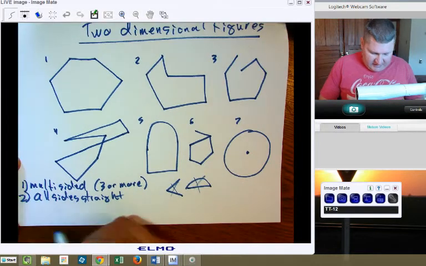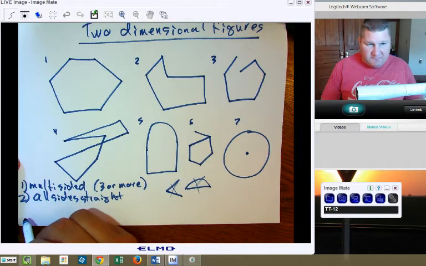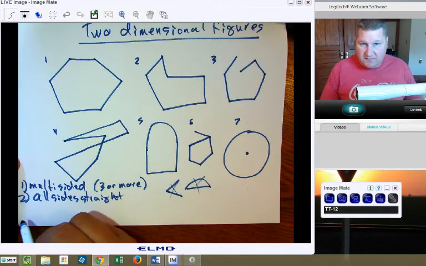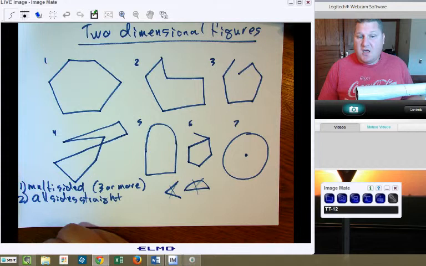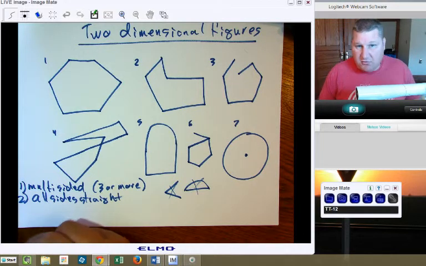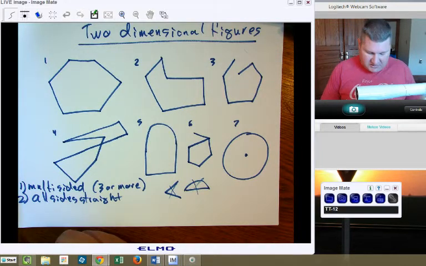Now, additionally, they can be convex or concave. Convex meaning that none of the diagonals will cross any of the sides. Concave meaning some diagonals may cross some of the sides. We'll come back to that in just a little bit.